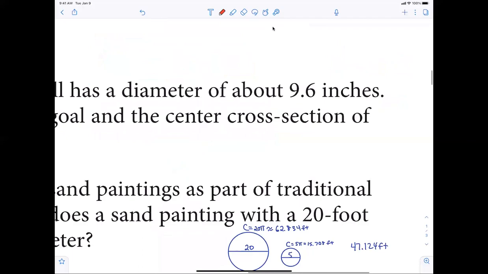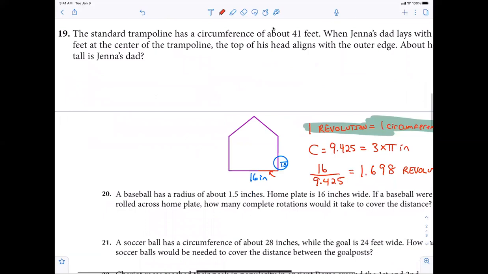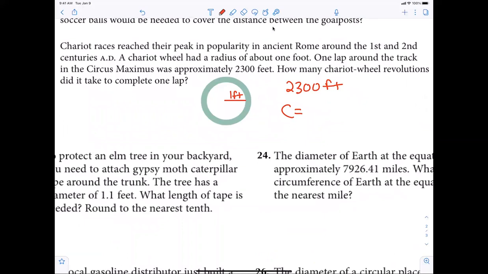All right? The chariot race says that he has a radius. You just said it was pi times the diameter. If one is the radius, what would be the diameter? Two. Two is the diameter. If the radius is 1, the diameter is 2. So now, what is the circumference going to be of the circle, of the wheel? Read this.